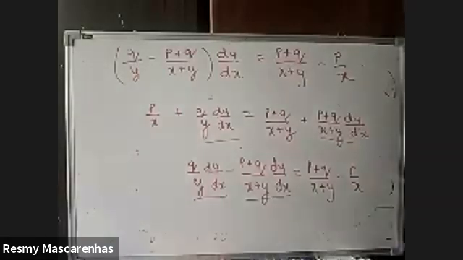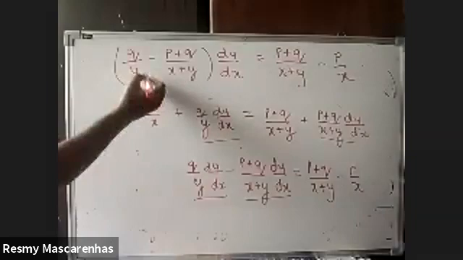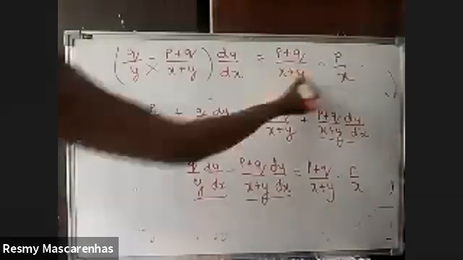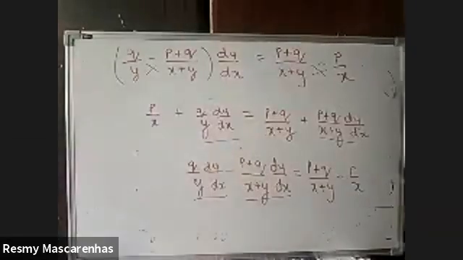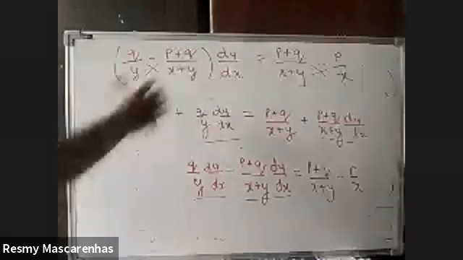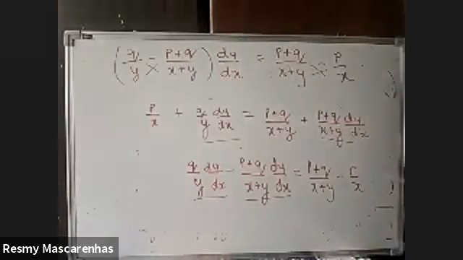And now cross multiply this. Same way, cross multiply these terms and simplify. Okay, so I took out dy by dx common. Now we have to cross multiply.